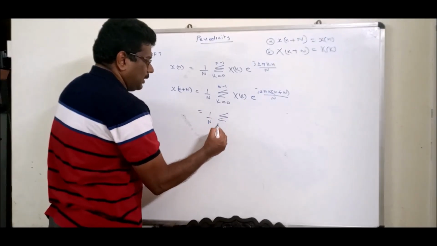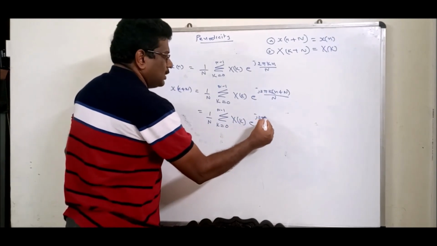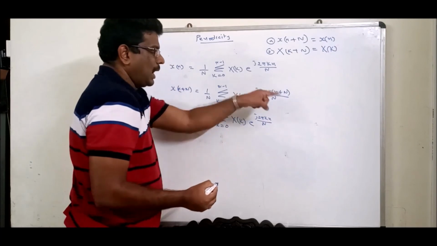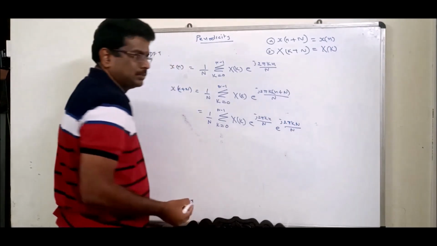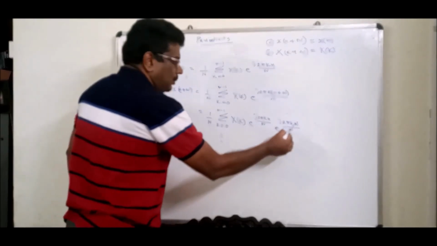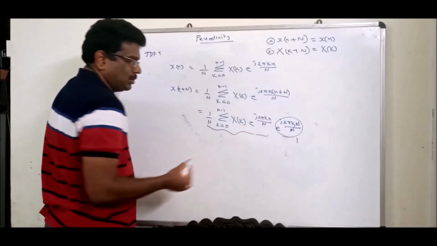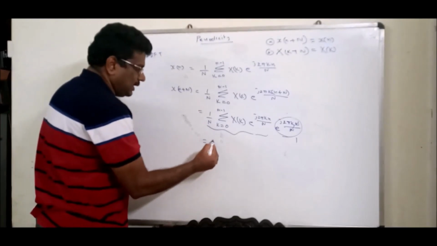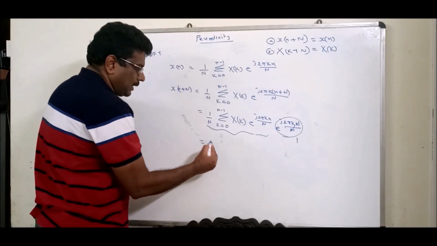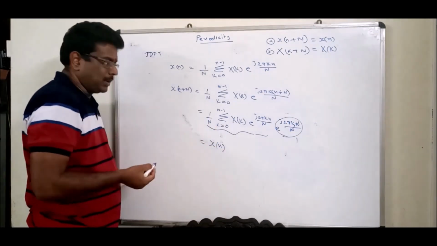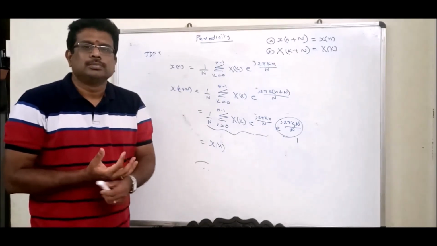1 by N, k equal to 0 to N minus 1 x of k, e power j 2 pi kn by N. Another term, e power j 2 pi kN by N. N and N cancel. Obviously, what is its value? 1. No issues. This is ditto the IDFT. So, who is this? x of n. It's the IDFT formula. Hence, proved: x of n is equal to x of n plus N. Thank you.